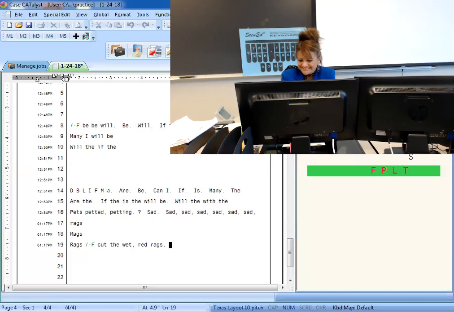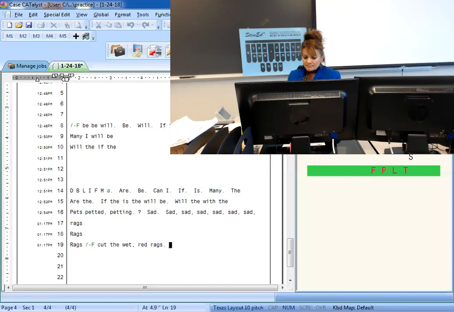Is the car stopping? Are the cars stopping? Can the car stop? The car can stop. The cats are curled up. The cats are purring.